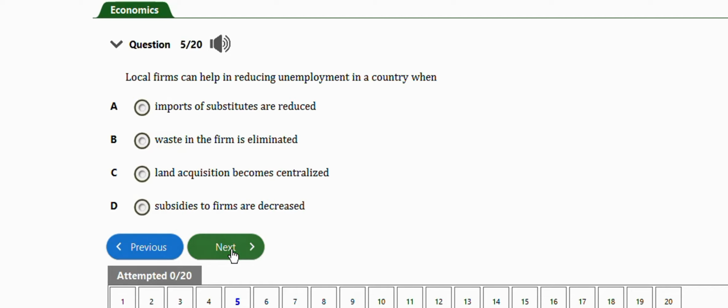Next question is this one. It says local firms can help in reducing unemployment in a country when imports of substitutes are reduced, waste in the firm is eliminated, land acquisition becomes centralized, subsidies to firms are decreased. So guys, the right answer is option A, which is imports of substitutes are reduced. Okay, so this is one way local firms can help in reducing unemployment in a country. Alright, the next question is this one.